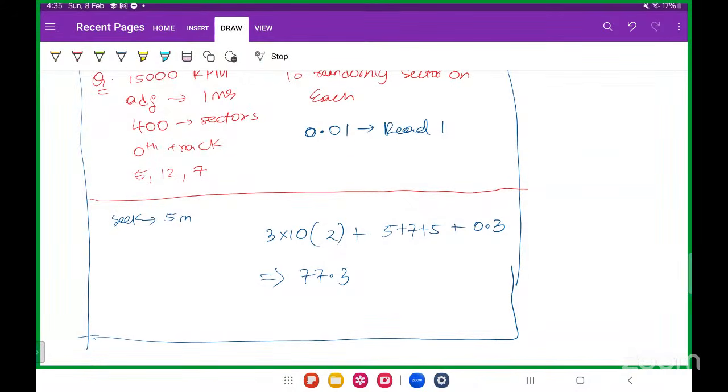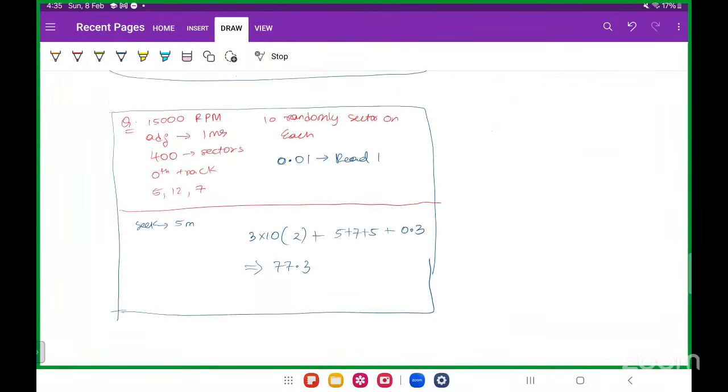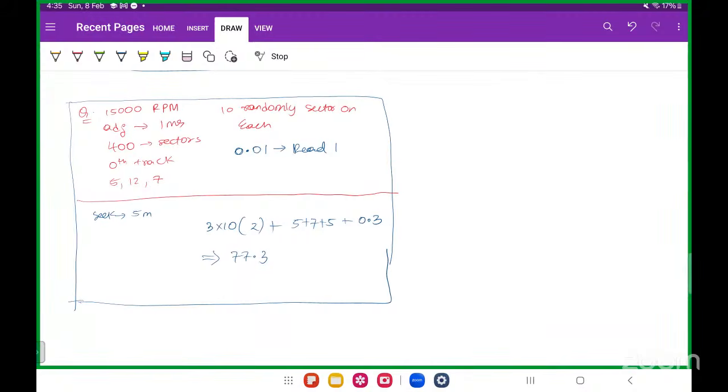There is a magnetic disk problem. The important part is here: if you are moving to an adjacent track, then the seek time is 1 millisecond. Currently you are at track 0. So you have to move to 5, then to 12, then to 7. So 0 to 5 is 5, 5 to 12 is 7, and 12 to 7 is again 5. So 5 plus 7 plus 5 is 17, and one track is 1 millisecond. So the total seek time is just 17 milliseconds.